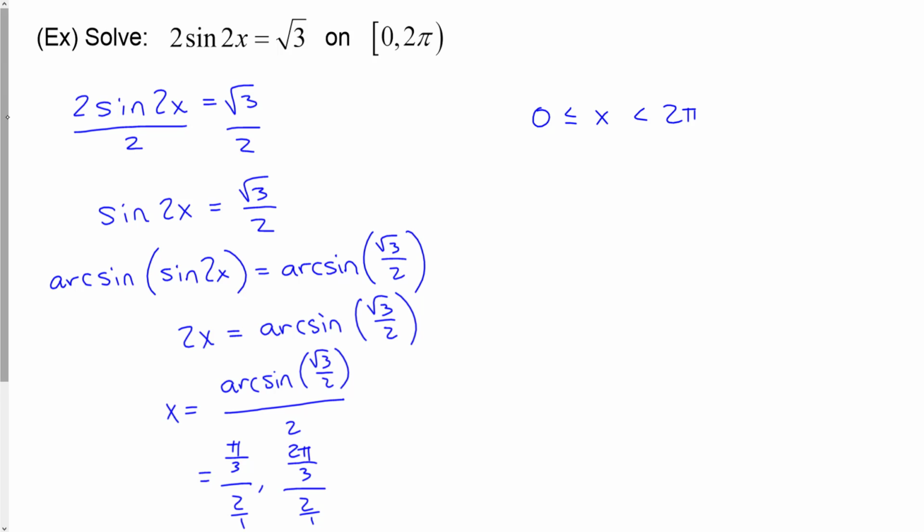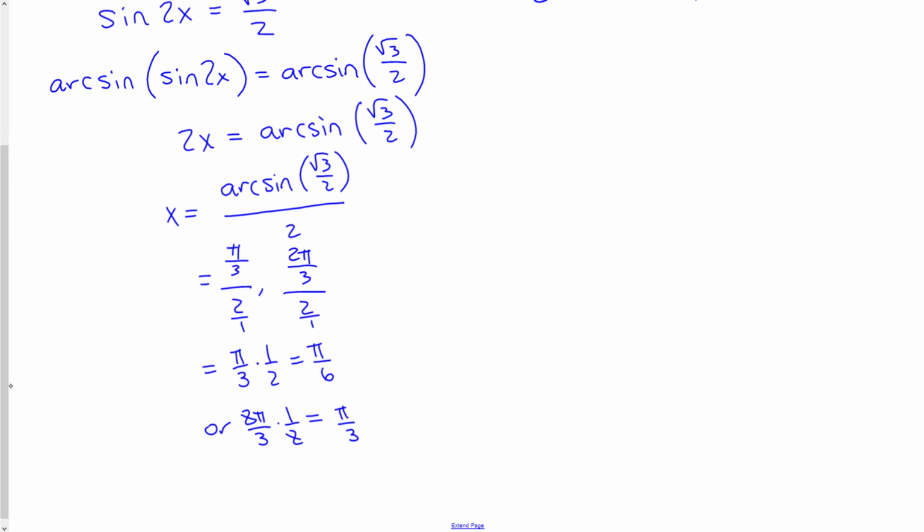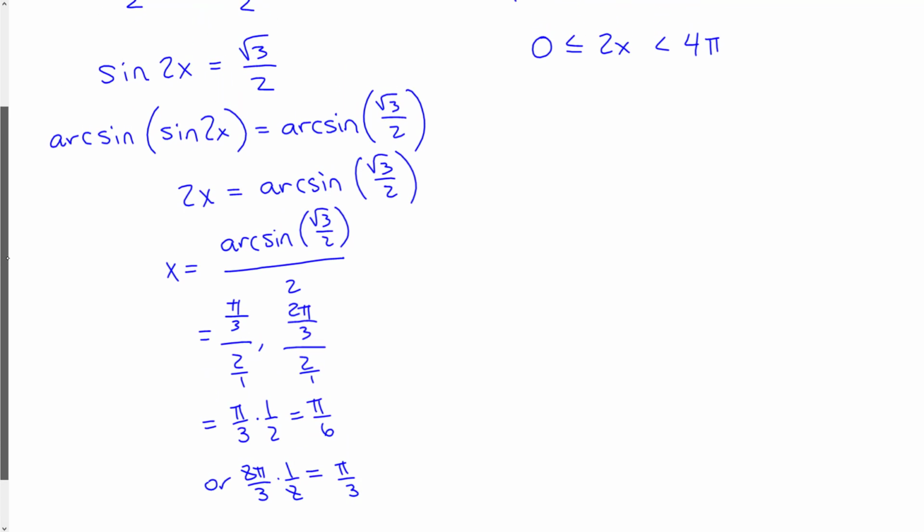Now, I'm not answering for just x, I'm answering for 2x, which is double that. So I'm going to multiply everything through by 2 to get 0 is less than 2x is less than 4 pi, which is 2 rotations of the unit circle. So the pi over 6 and pi over 3 that I've solved are like the root solutions. The rest of the solutions are just further rotations.